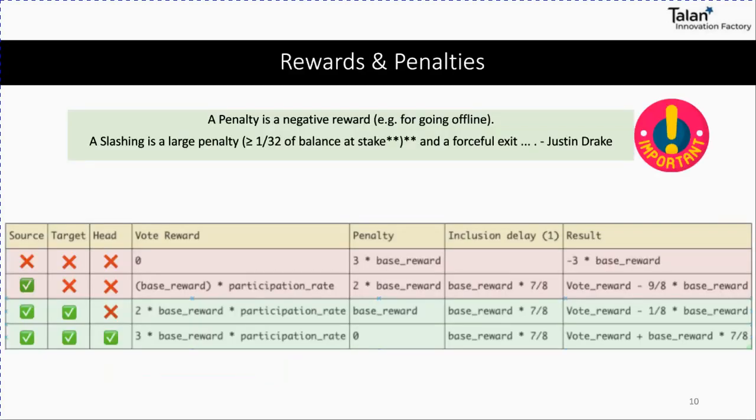Okay. We are going to see now exactly how the rewards and penalties are calculated. A penalty is a negative reward, and it could happen for different things. You can go offline, you can miss something, anything that requires a penalty. And we need to mention that a slash is not the same as a penalty. It's something really serious. You did something really bad here, and the slash will take a lot of your stake and force you out.